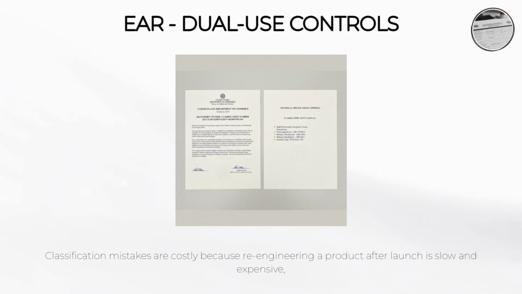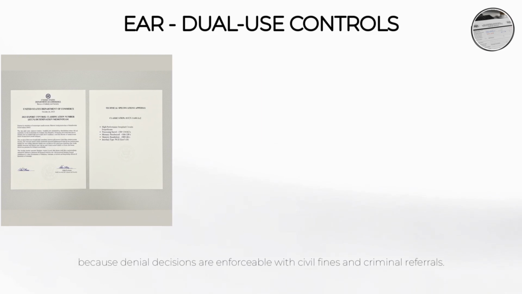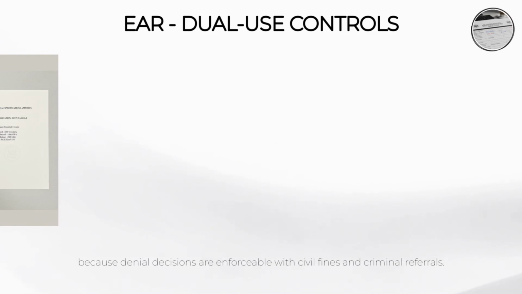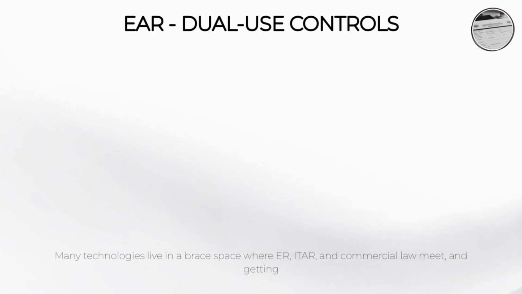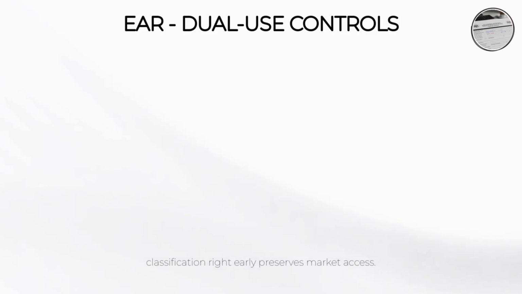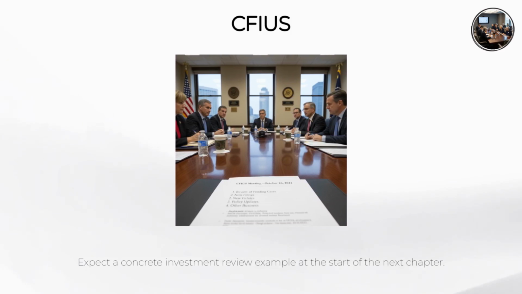Classification mistakes are costly because re-engineering a product after launch is slow and expensive, and because denial decisions are enforceable with civil fines and criminal referrals. As we move to investment controls, keep this point in mind. Many technologies live in a gray space where EAR, ITAR, and commercial law meet, and getting classification right early preserves market access. Expect a concrete investment review example at the start of the next chapter.